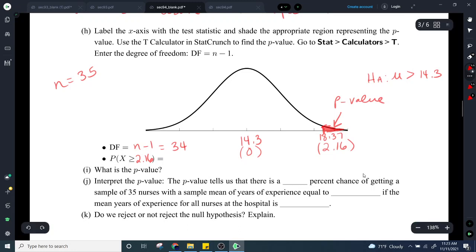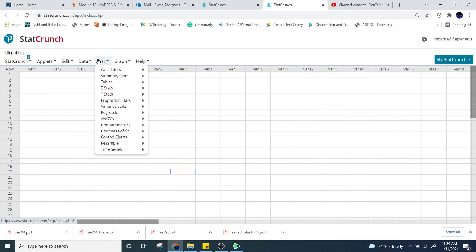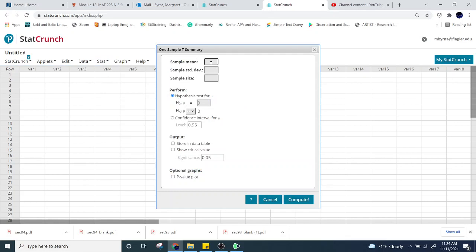Here are your steps for StatCrunch, so make sure you remember this. It's just like we did confidence intervals yesterday. It's going to be the exact same idea. So let's go into StatCrunch. We're going to go to Stat, T Stats, one sample with summary. And I'm going to put in my sample mean, which I believe was 18.37, and my sample standard deviation, which I think was 11.12. And my sample size was 35.